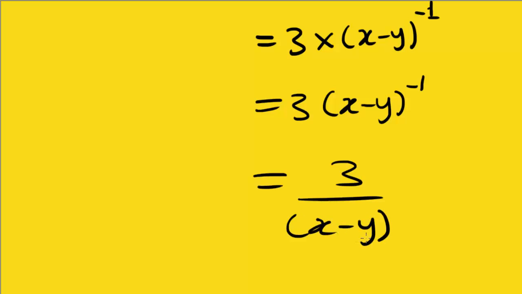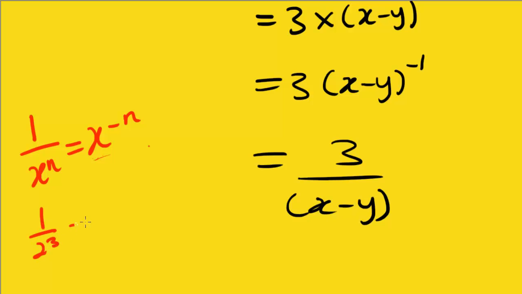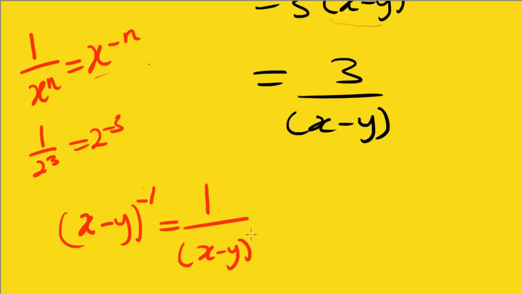x minus y. Another important exponent law is the one that goes as this: 1 over x to the n is x to the minus n. So if you started from x to the minus n, you can write it as 1 over x to the n. Say you had 1 over 2 to the 3, you can rewrite it as 2 to the minus 3. It's the same thing here, x minus y to the minus 1. So let me just show you this here. x minus y to the minus 1 is the same thing as 1 over x minus y to the 1, which is the same thing as 1 over x minus y.